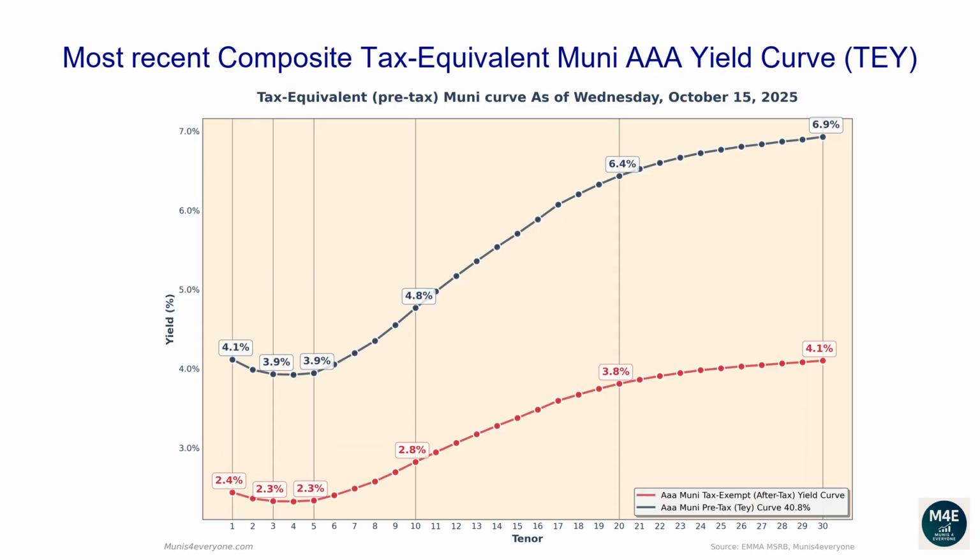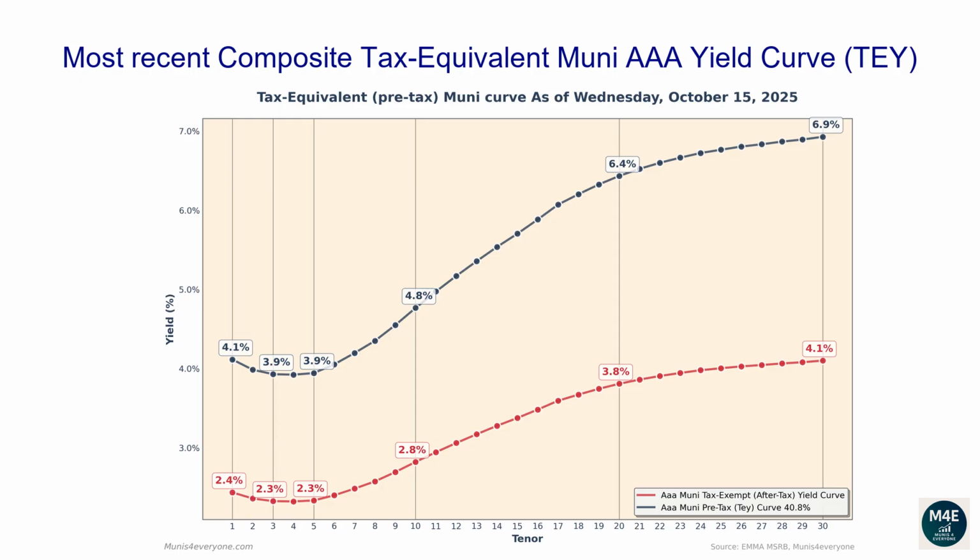Let's now go over the most recent composite tax-equivalent Muni AAA yield curve. The following graph shows, in red, the tax-exempt after-tax Muni yield curve, versus in blue its tax-equivalent pre-tax version, assuming a 40.8% top tax bracket as of October 15, 2025. Why would you care to see the tax-equivalent version of the Muni yield curve? More on this later. Let's first go over the pre-tax, aka tax-equivalent yield curve.